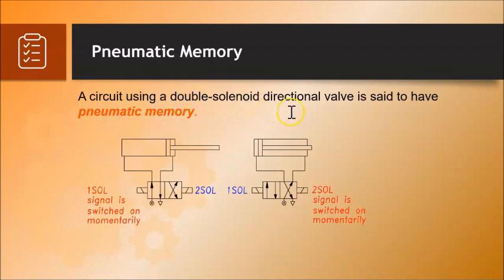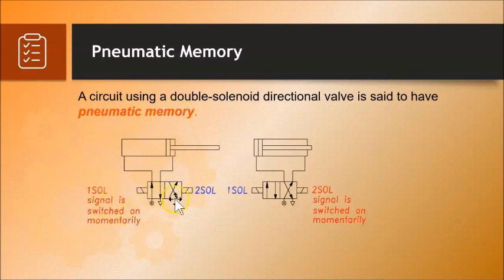A circuit using a double solenoid directional valve is said to have pneumatic memory. Okay, what is pneumatic memory? Pneumatic memory means that it has good memory. It can remember its last position. Okay, so let's take a look at this example over here.